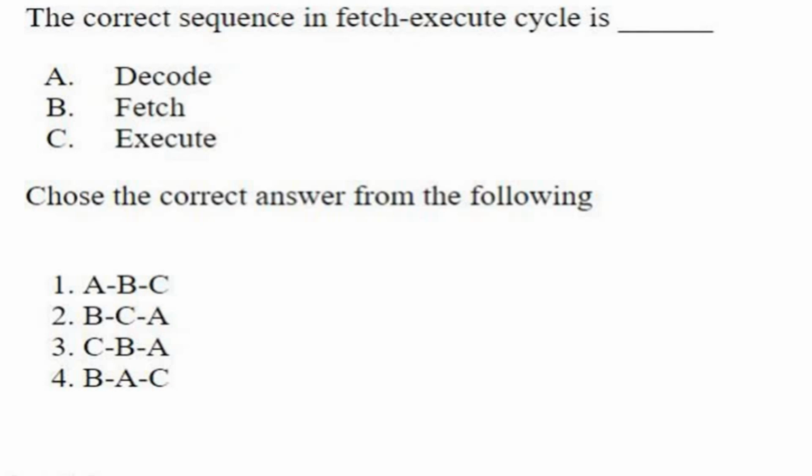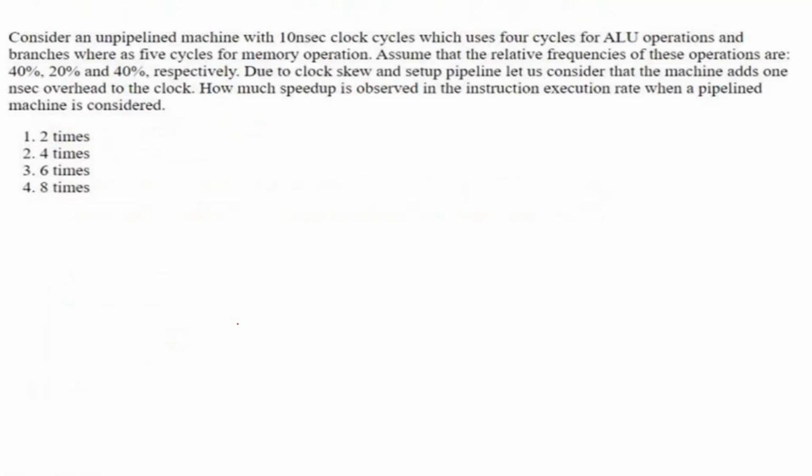Now the question is, the correct sequence in the fetch execute cycle is. So this is from that fetch execution cycle. We have to tell them the correct sequence. So first we fetch the instruction, we decode the instruction, and then we execute it. So the correct option would be B, fetch, then A, decode, and then C. So B, A, C, the fourth one. This is the correct one.